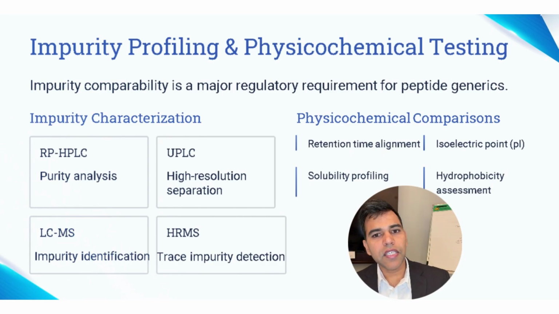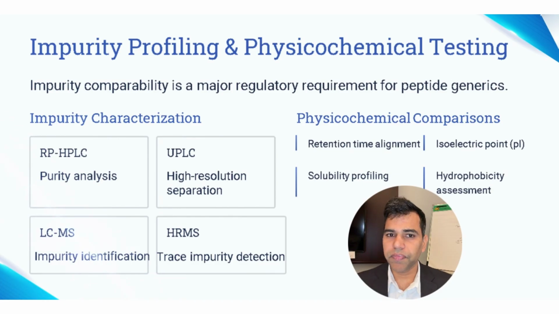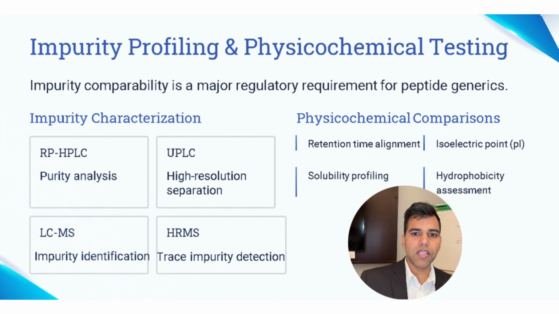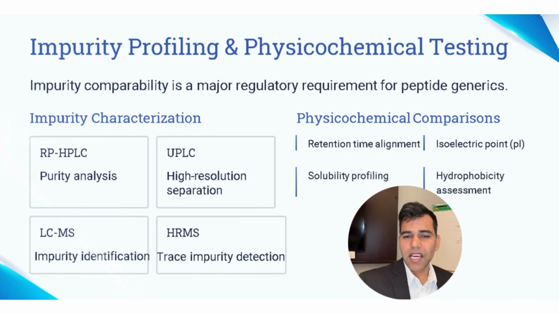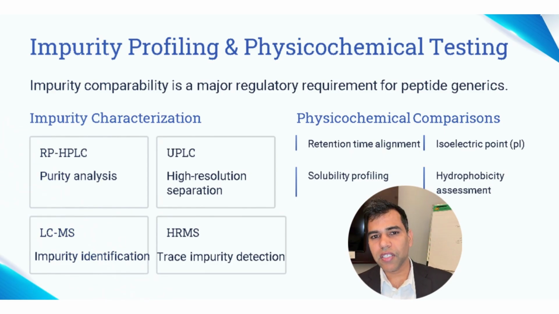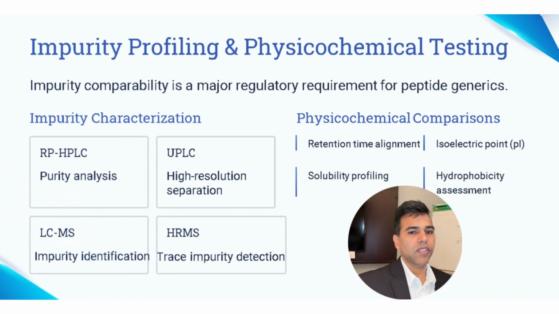Reverse phase HPLC remains the standard purity method. It's robust, it's well understood, and it's what reviewers expect to see. UPLC gives you high resolution separation when peaks are closely spaced and you need to pull apart the things that traditional HPLC can't resolve. And HRMS, combining high resolution mass spec with chromatographic separation, lets you identify low level unknown impurities with confidence.